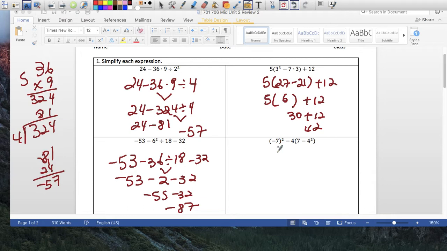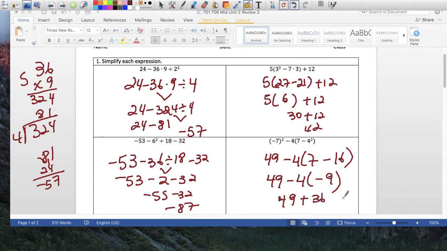Negative 7 to the second power is negative 7 times negative 7. This actually will become positive. Remember, we're raising everything inside the parentheses to the second power, so even the minus sign is included. Minus 4 times, and then it's 7 inside, minus 4 to the second power is 16. Continue, 49 minus 4. And then 7 minus 16 is negative 9. And 49, and again, a negative times a negative is a positive, and I get plus 36. Final answer, 585. Okay.